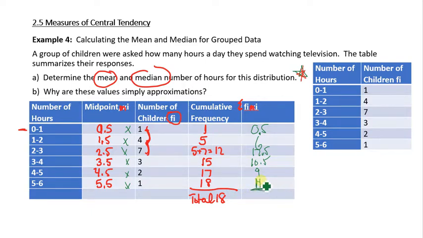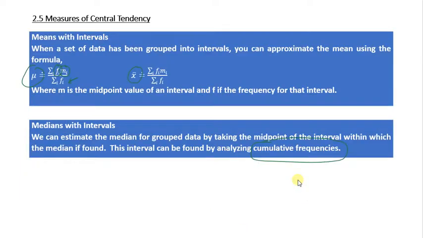Now let's add these up. 0.5 plus 6 plus 17.5 plus 10.5 plus 9 plus 11. I get 54.5. It says a group of children, so I'm going to use the x bar formula because it's not every single child, it's just a group of children. I'm going to consider that a sample. So let's take a look at the equation again.